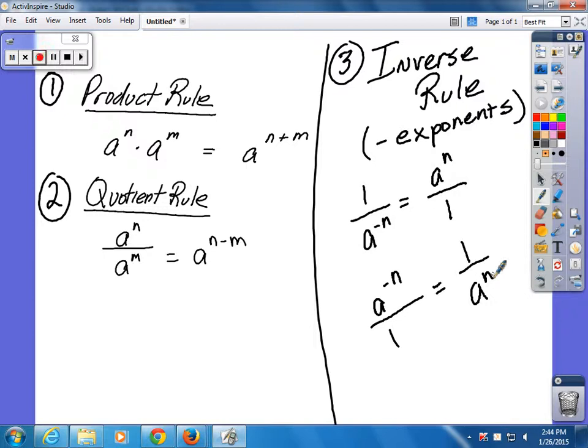Now that doesn't mean if you have a 2 under here, the 2 comes up here. No. What it means is, let's say you have 2a to the negative n. Well, that 2 is over 1, and that a to the negative n is over 1. But do you flip them both? No, you just flip this one. And the answer would be 2 over a to the positive n. You don't flip everything. You just flip the exponent that has the negative in front of it. That's number 3. That's called the inverse rule.